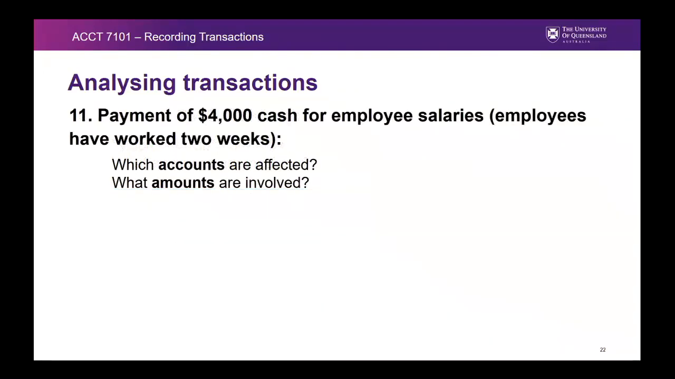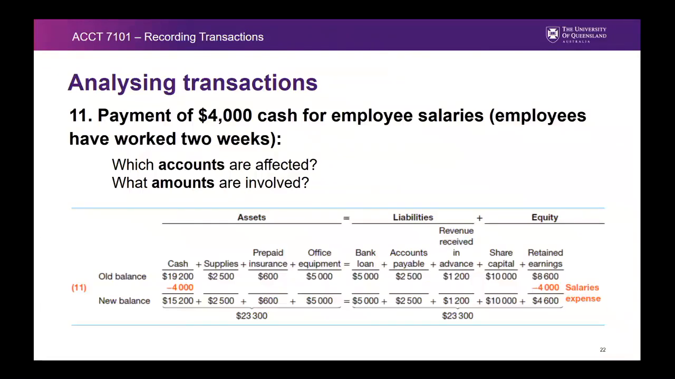We've got payment of $4,000 cash for employee salaries. The employees have worked 2 weeks. So we've paid out cash for employee salaries, so we've got salaries expense. Here we're reducing cash by $4,000 and we'll recognise a salaries expense. Sometimes it's called a wages expense.